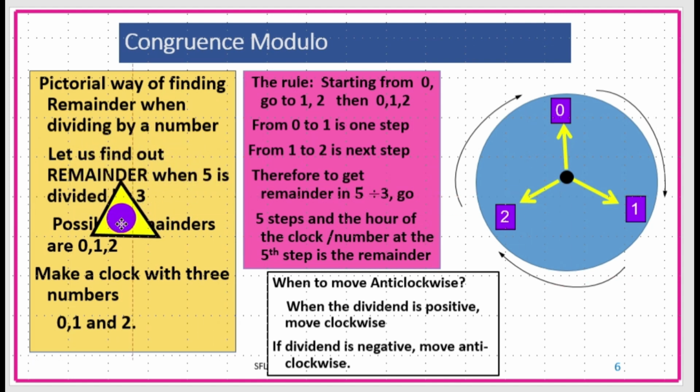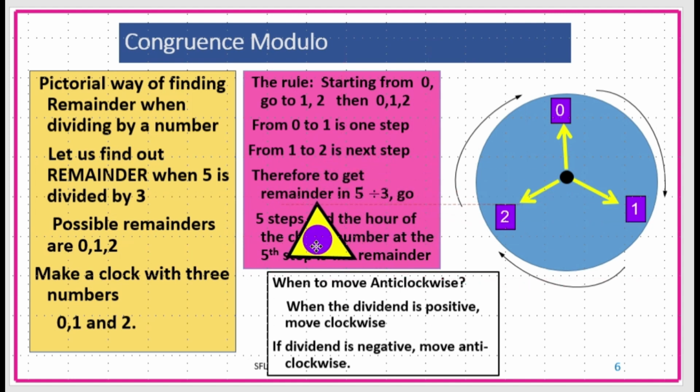Let us find out the remainder when 5 is divided by 3. Possible remainders are 0, 1, 2. When we divide any number by 3, only these 3 remainders are possible. Make a clock with 3 numbers 0, 1 and 2. This is the clock with only 3 numbers 0, 1, 2. The rule: starting from 0, go to 1, 2, then again to 0, 1, 2 and so on. From 0 to 1 is one step, from 1 to 2 is the next step and so on.